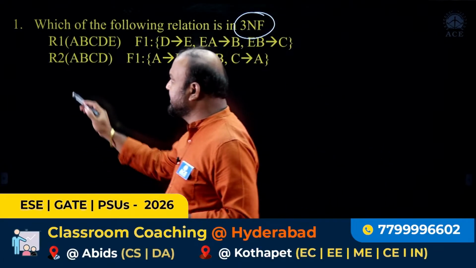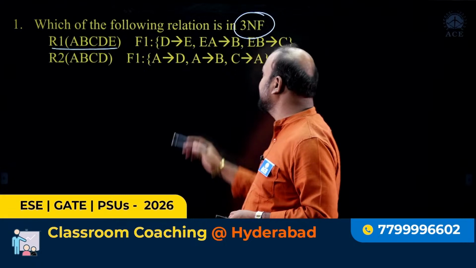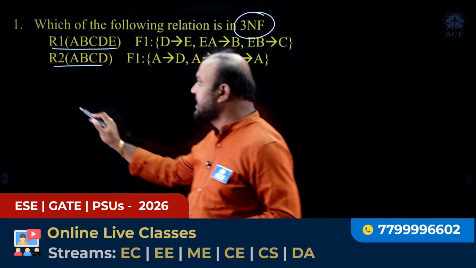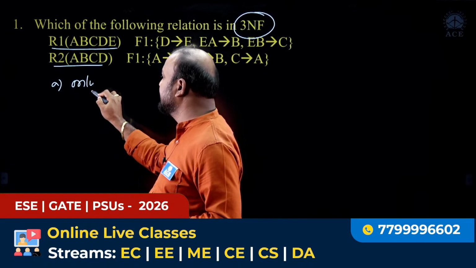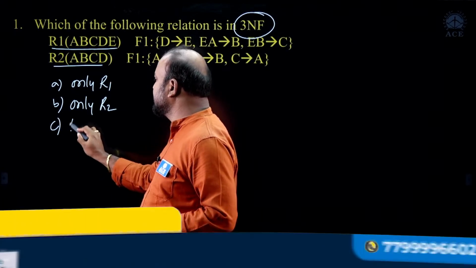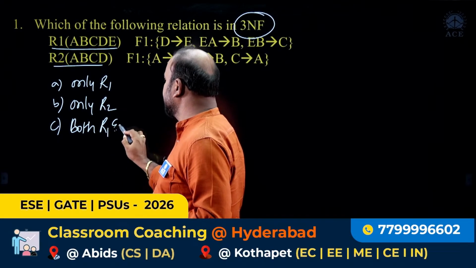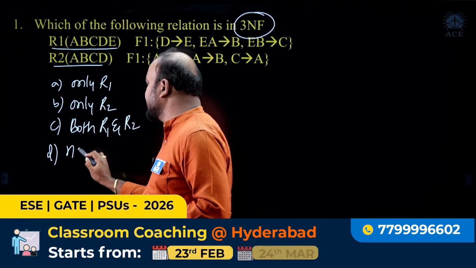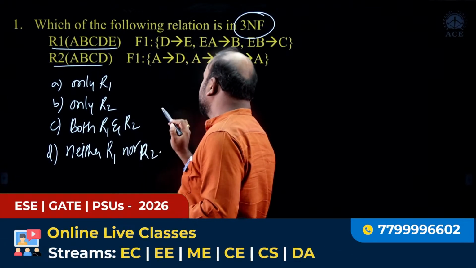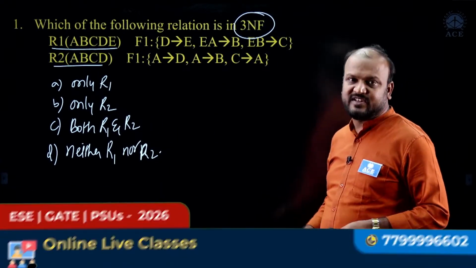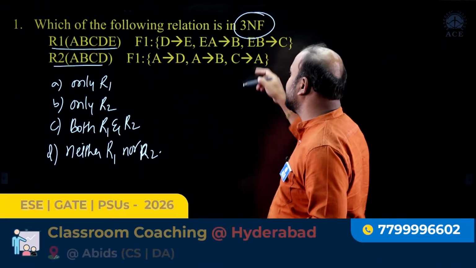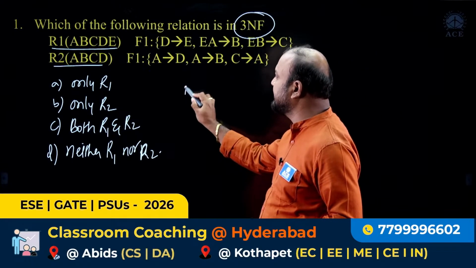Here two relations are given, relation 1 with A, B, C, D, E with functional dependencies given, and relation 2 with A, B, C, D, E with functional dependencies given. Options are: only R1, only R2, both R1 and R2, and option D, neither R1 nor R2. Here we have to see which option is correct, so now we'll see what is the normal form of R1 and R2. R1 has these dependencies, so find the key for R1.